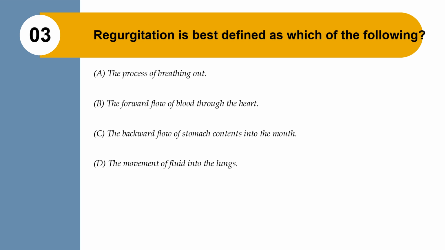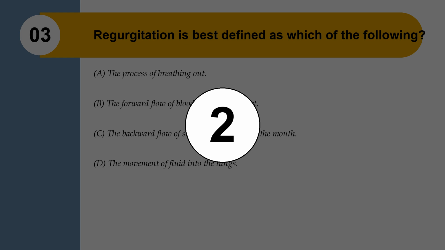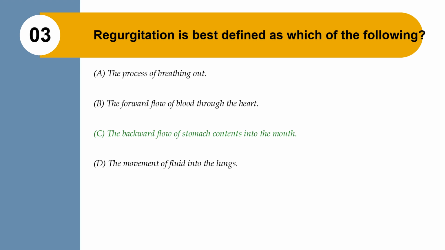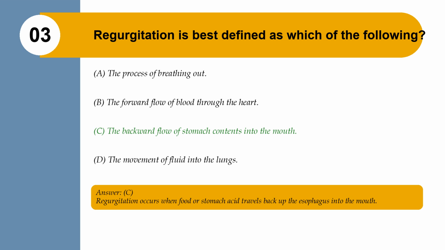Question 3. Regurgitation is best defined as which of the following? Option A. The process of breathing out. Option B. The forward flow of blood through the heart. Option C. The backward flow of stomach contents into the mouth. Option D. The movement of fluid into the lungs. The correct answer is option C. The backward flow of stomach contents into the mouth. Explanation. Regurgitation occurs when food or stomach acid travels back up the esophagus into the mouth.